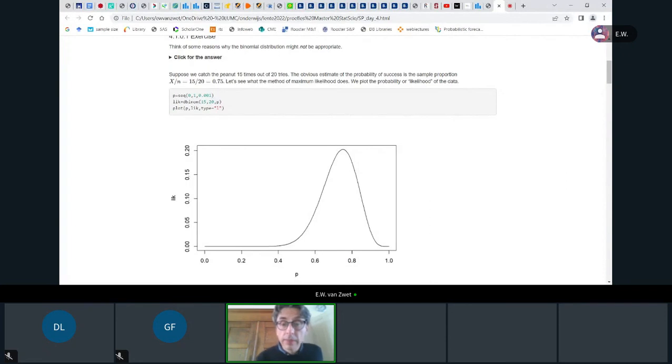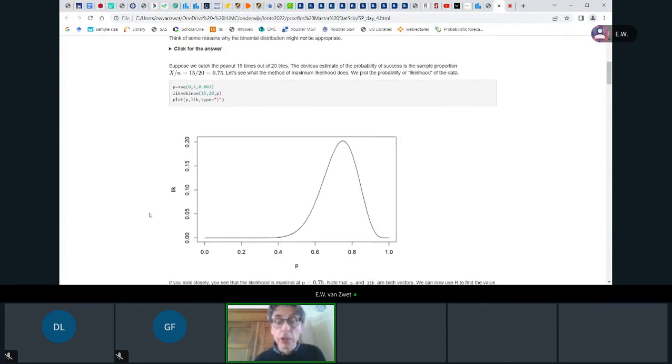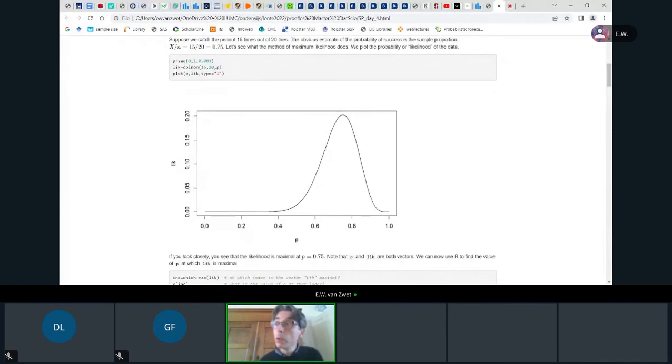So let's see about the method of maximum likelihood. What it does is, for every possible choice of the true probability of success, you compute the probability of getting 15 out of 20 successes. So if the true probability of catching a peanut in your mouth is only 10%, because you're so bad at this, then catching 15 out of 20 is almost impossible. So the probability is pretty much zero. If your probability of catching this peanut is about 60%, then the probability of catching 15 out of 20 is maybe about 0.07% or something like that.